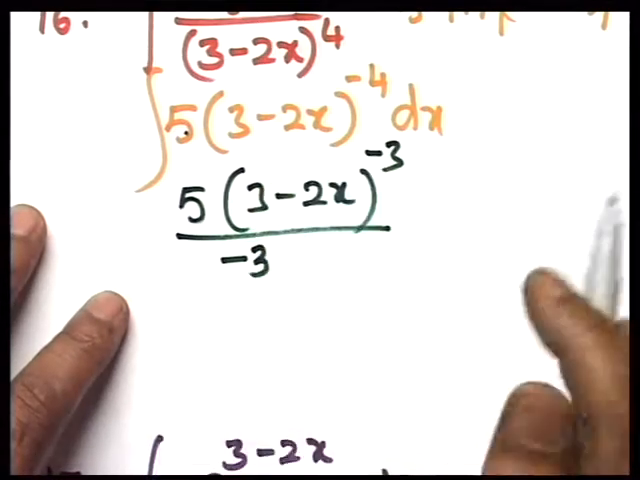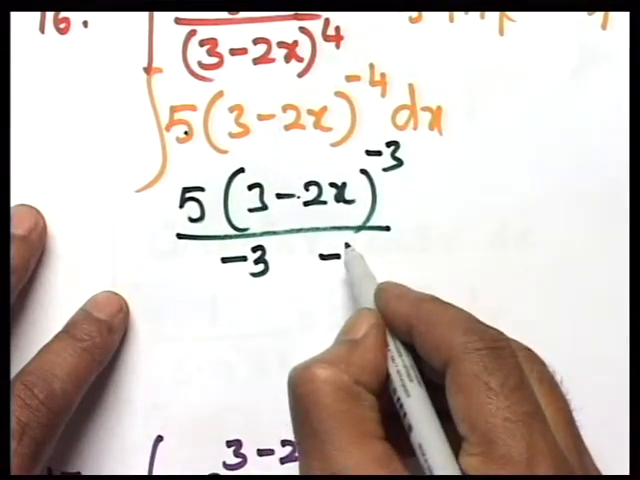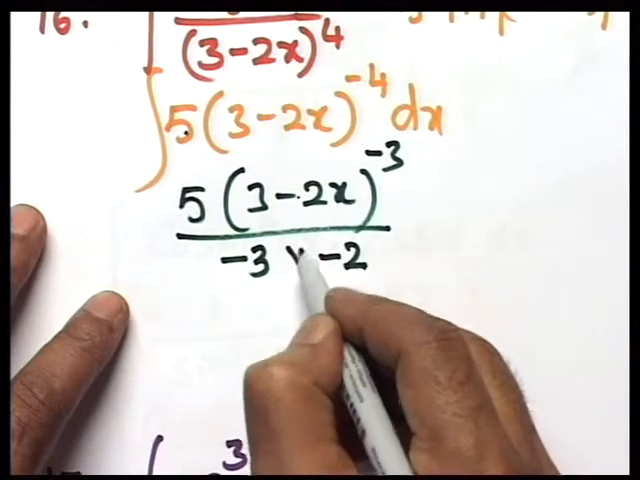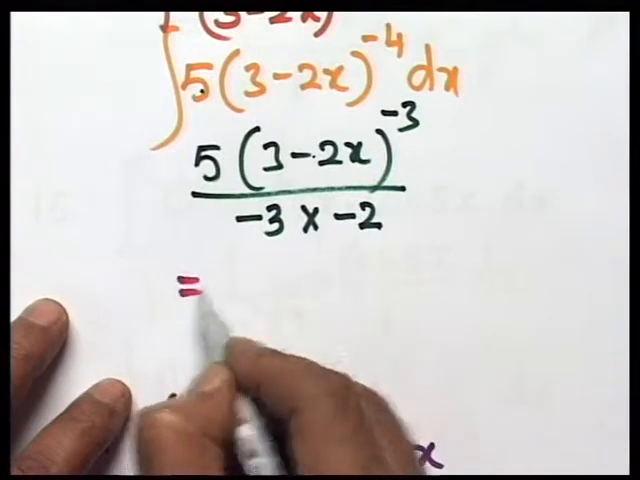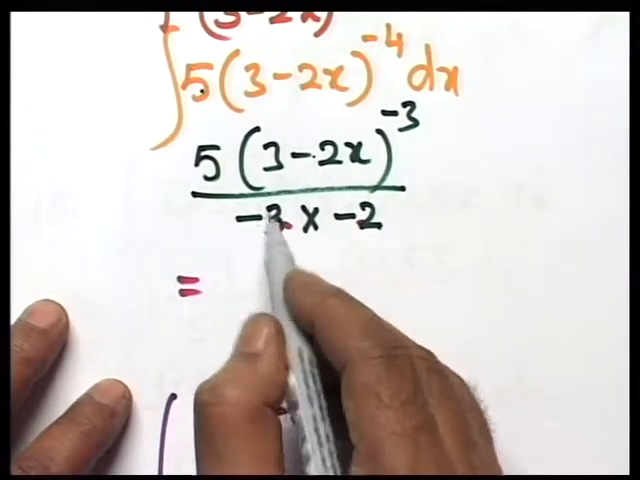Differentiate the bracket, which is a minus 2, so divide by minus 2. The sign here is times. Now it's easy, you know what to do next, right? That's a plus sign, so 3 times 2, 6.